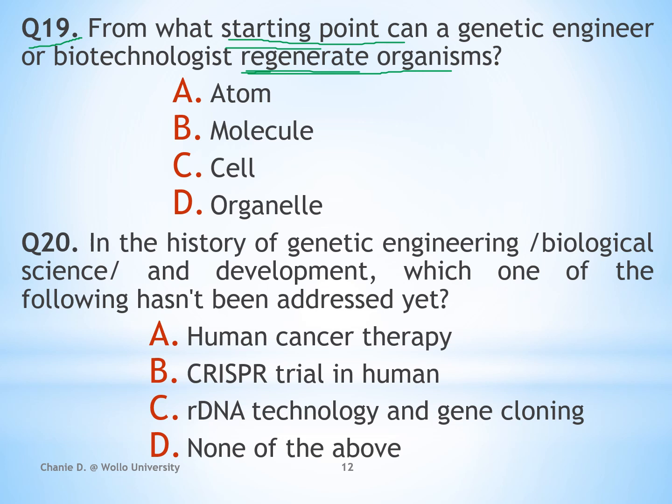All cells with a similar function give tissue, then organ, then organ system, and the organ systems together make the organism. We human beings, the plants, the animals, and the microorganisms are organisms with the complete organ system. And if one of the organ systems is missing, the organism cannot be called an organism. Question number 19, choice A, atom, not the correct answer. Molecule, not the correct answer. Cell is the correct answer.